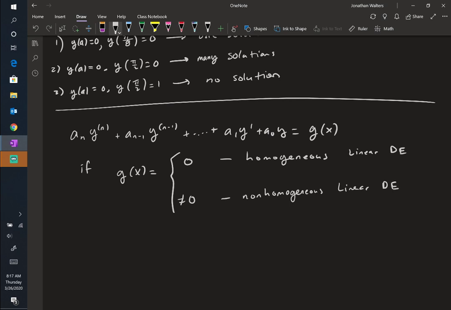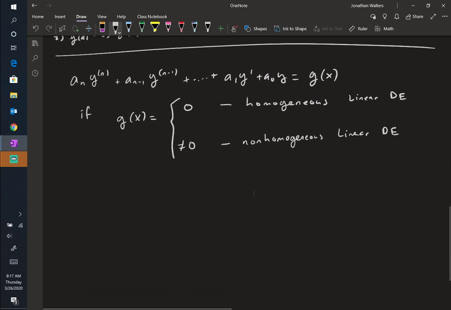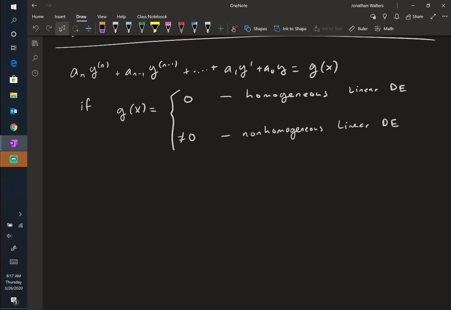Still a linear differential equation, but it's just non-homogeneous. We're going to have a whole section devoted to homogeneous equations, and then 2 sections devoted to non-homogeneous equations, because there are different methods for solving them. There's an easier method that only works in special cases, and then there's a general method that works in all cases, but it's a little more complicated, so you don't necessarily want to use it all the time. I mean, you could, but it's more work.